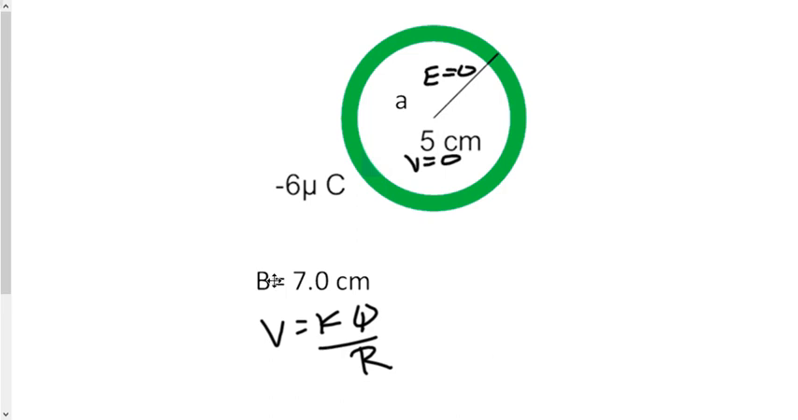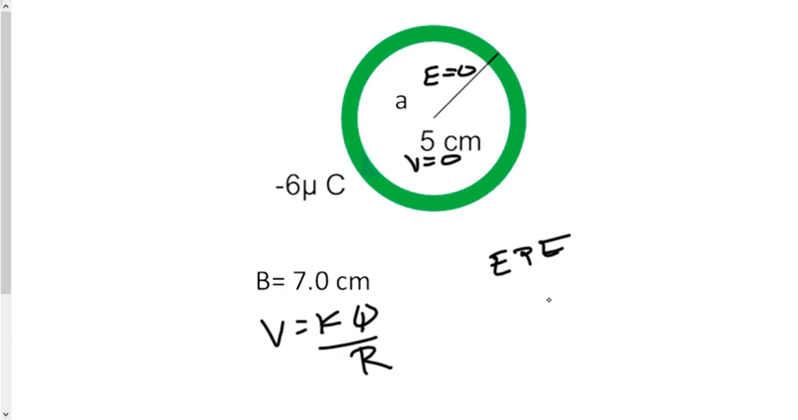And what about the work done? If I want to take a proton from position B and move it to the position inside, well, work done by an electric field is also equal to the electric potential energy difference.